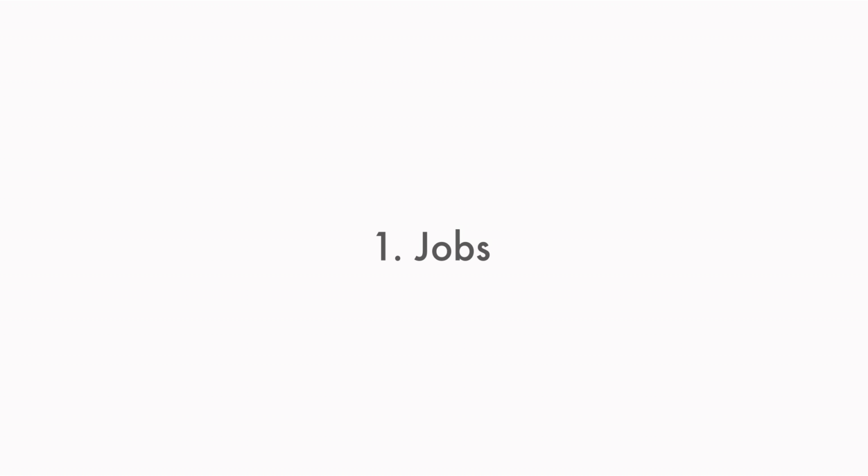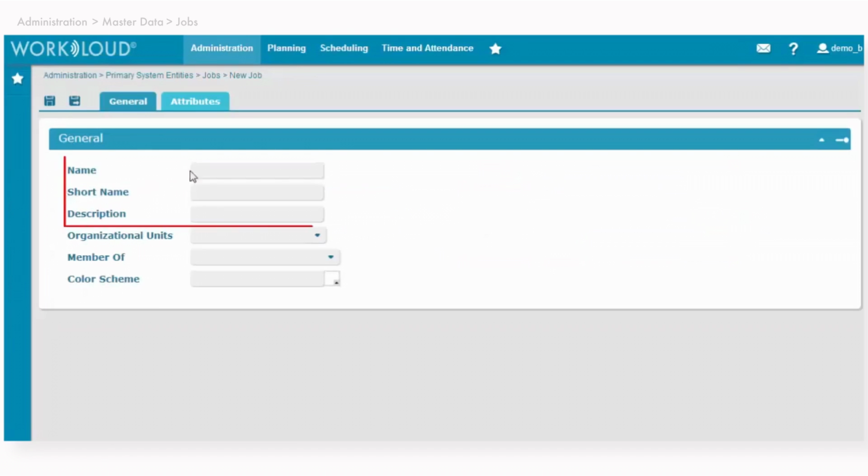Let's start with jobs. The job section is where the user will define jobs that will be performed at a facility. Here, you'll enter the name, short name, and description of the job. I'll call this one shipping.